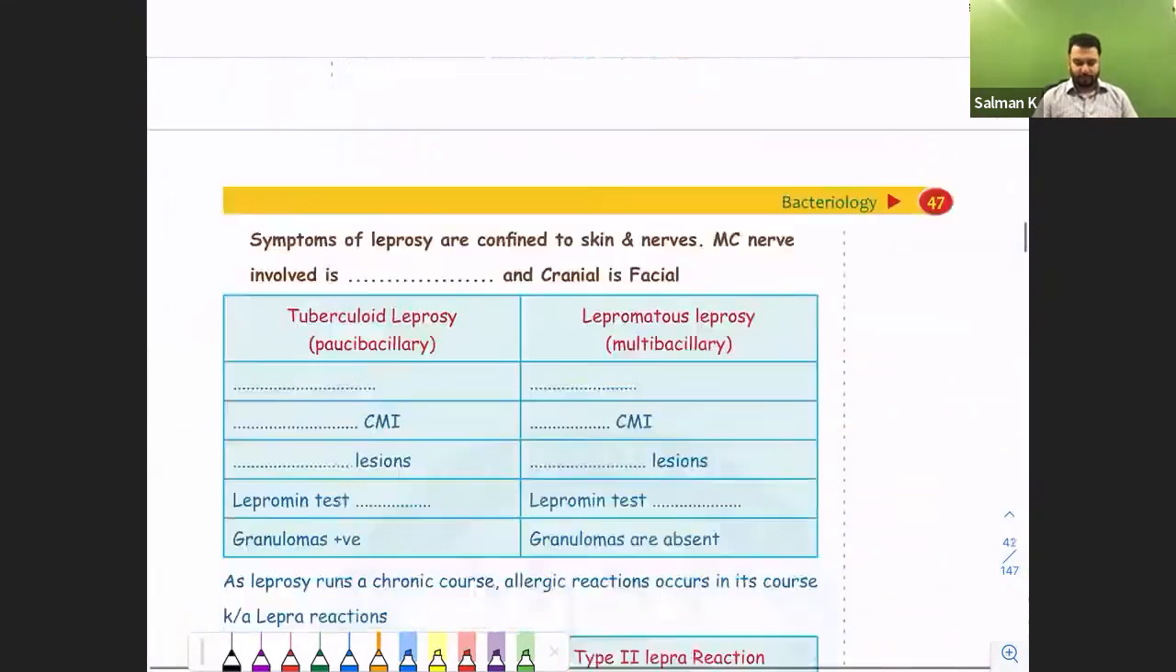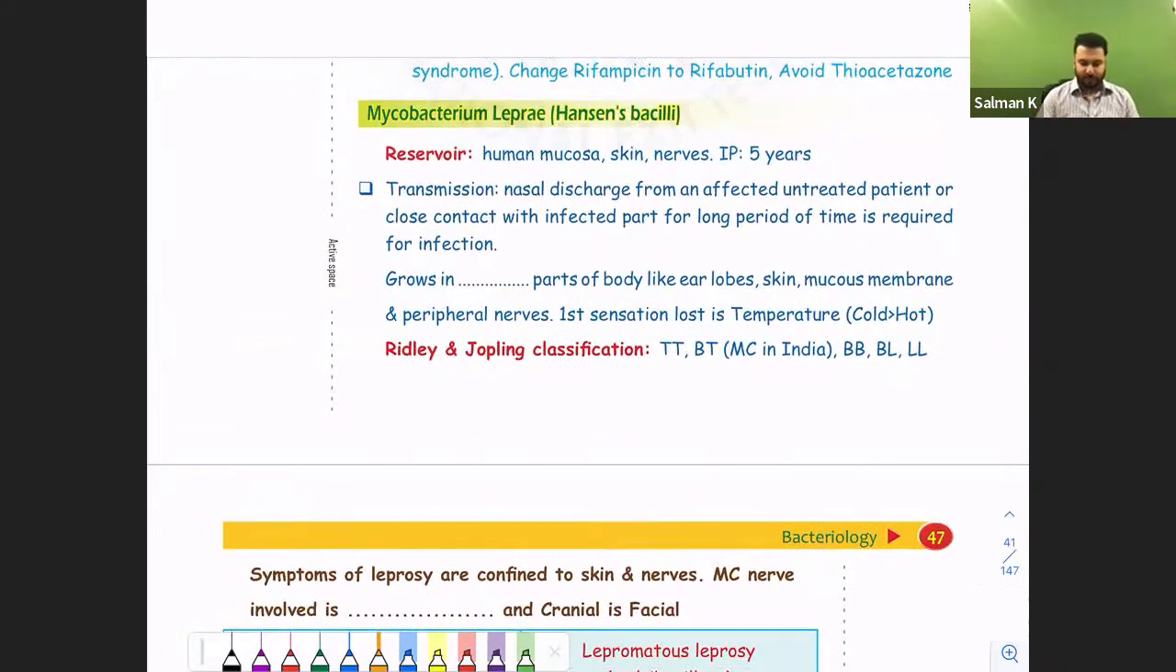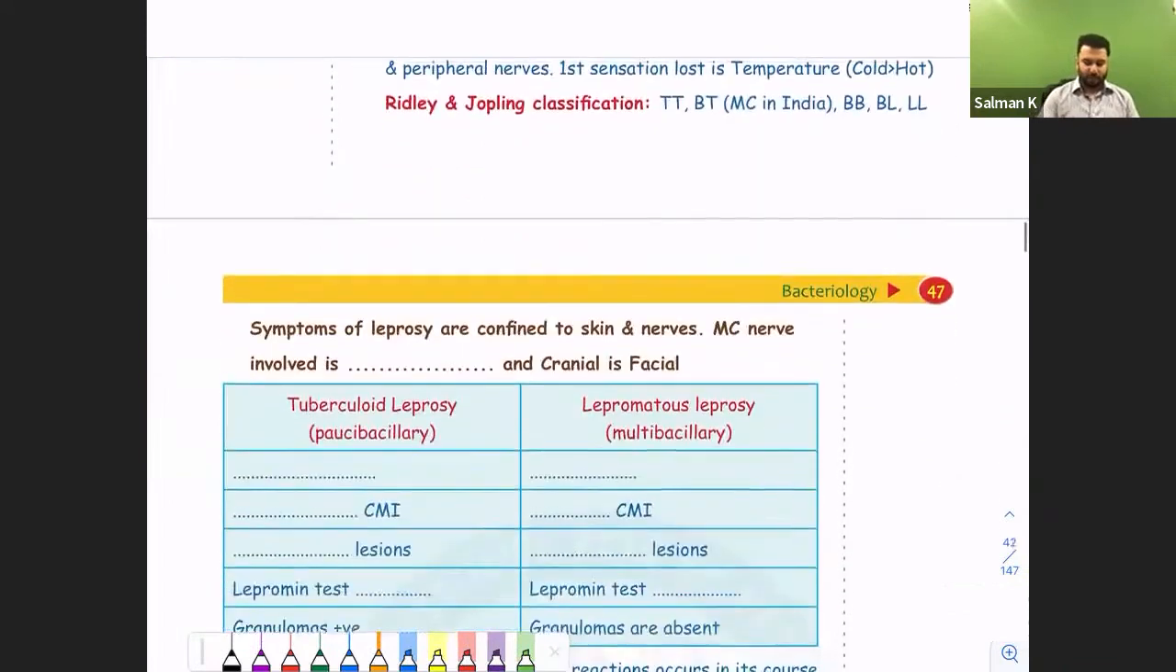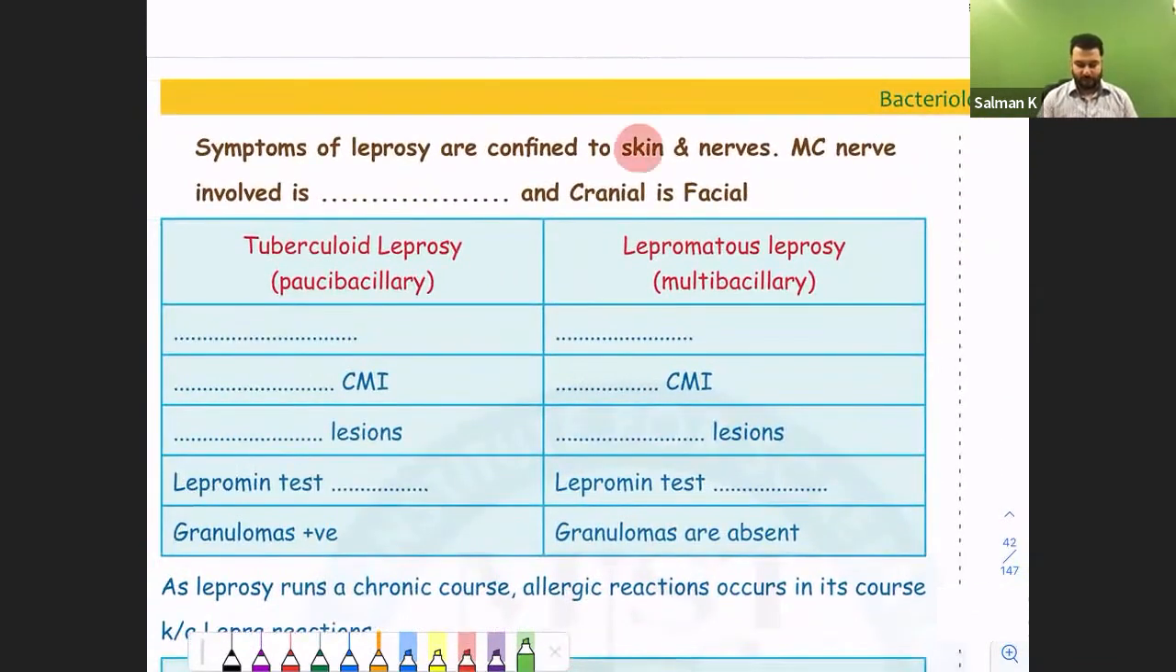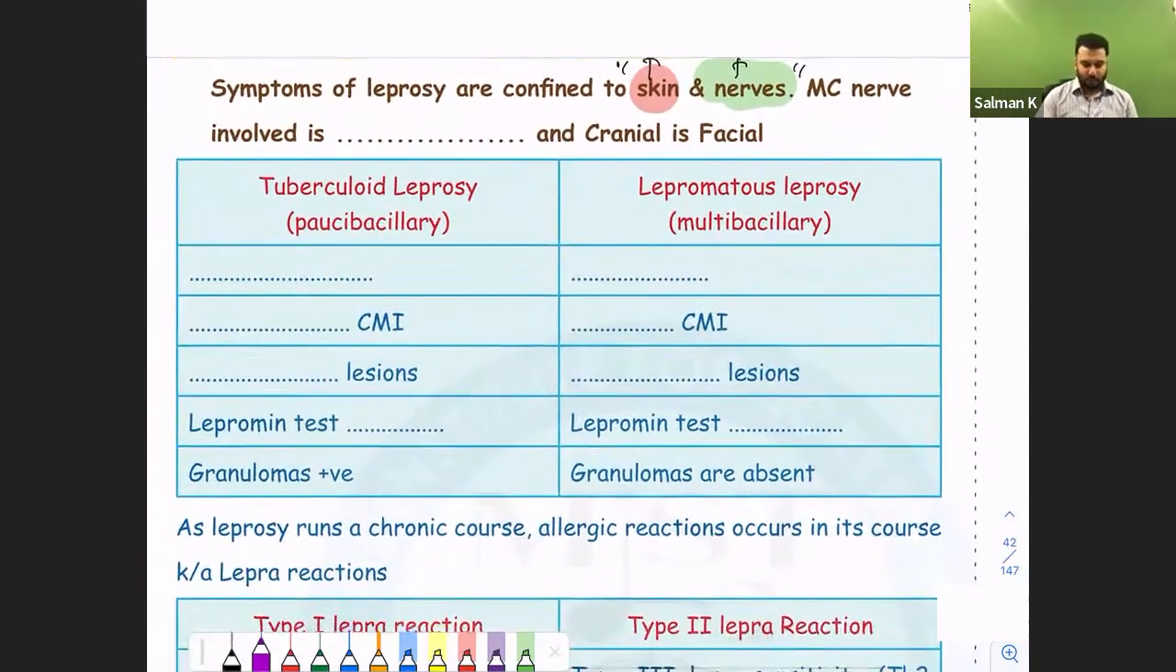Next mycobacterium is your leprae. Hansen's bacilli is the name, hence leprosy is also called Hansen's disease. Please know, symptoms of leprosy would be confined to two parts, skin and nerves. When the skin is involved, it presents as hypopigmented patches, and the nerve involvement leads to loss of sensation, what we call an anesthetic patch. Next, the most common nerve involved here is the ulnar nerve, which you shouldn't forget.